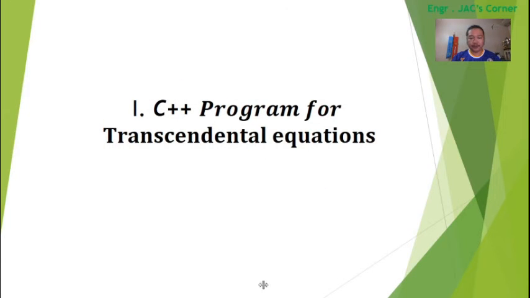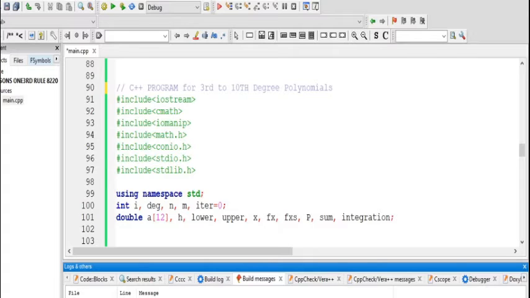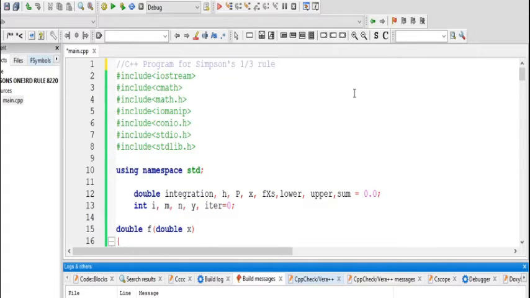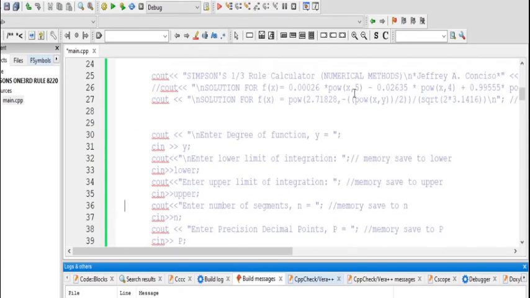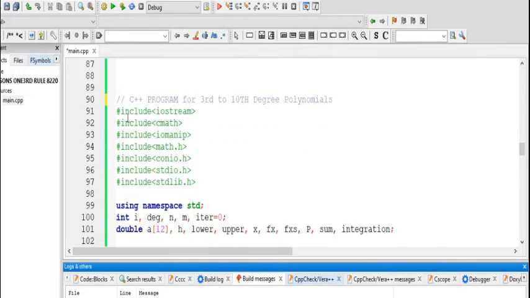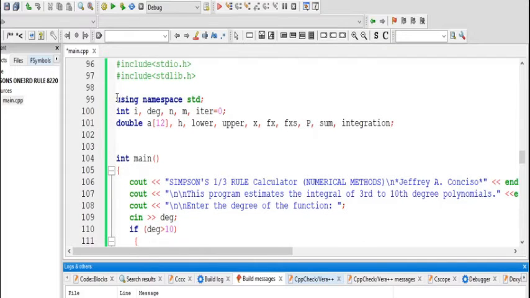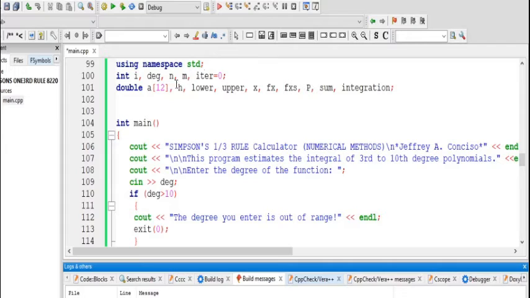Okay, and we will proceed to the second program, which is the C++ program for 3rd to 10th degree polynomials. The same is included here. I just hide the first program with this slash asterisk, and then close it with asterisk slash, and then activate this when I remove the asterisk. And then we include the same header with the first program, and using namespace also, and we declare the integers as i, degree, and m, and the iteration is initialized to 0.